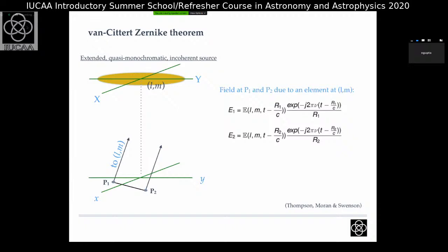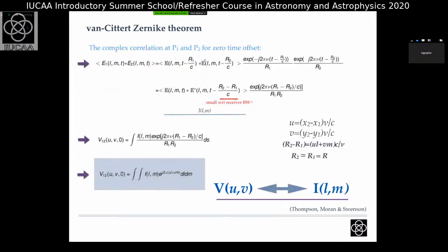But very briefly, to cover in this lecture, what it tells is that if I have an extended quasi-monochromatic source, and it's incoherent, which means that different points of this source are emitting independently of each other, then the field at points P1 and P2 on the ground, which I can write as E1 and E2, if I then take a complex correlation of these, which is E1 E2 star, and then take an average over time, then I come across this very simple expression here, at the bottom of this slide, that V12 as a function of u and v.